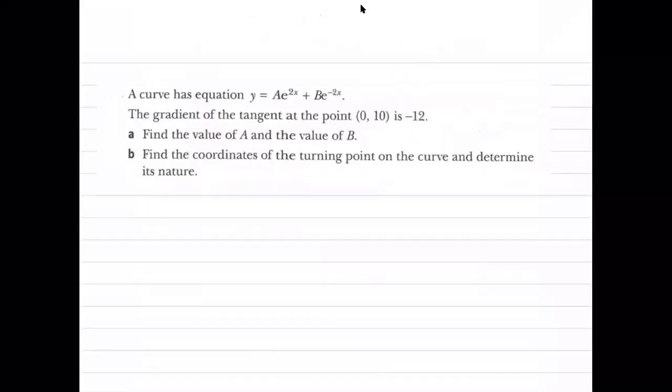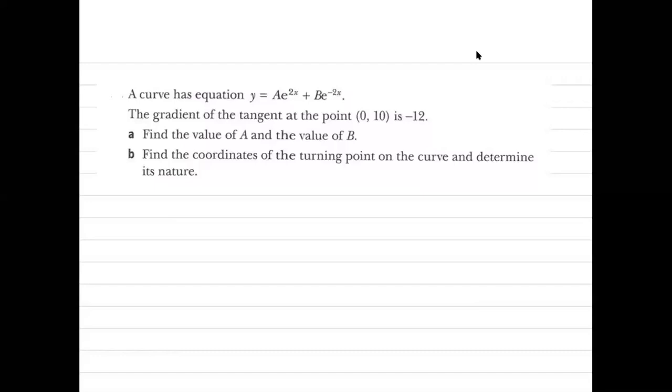So I'm going to pause the video over here. You can try this question first, and then I can help you out. A curve has the equation y equals a e to the power of 2x plus b e to the power of minus 2x. The gradient of the tangent at this point is minus 12. Find the value of a and the value of b.